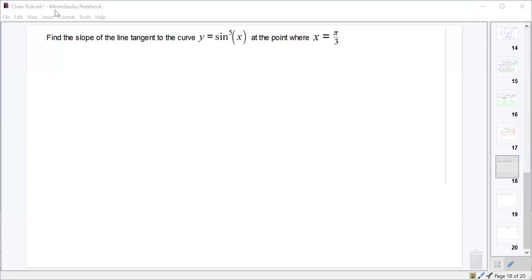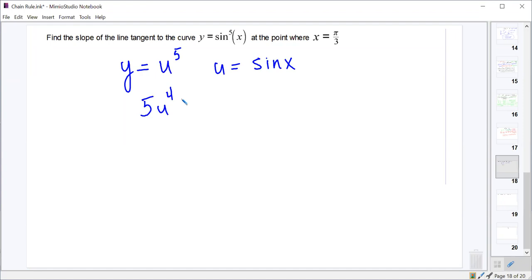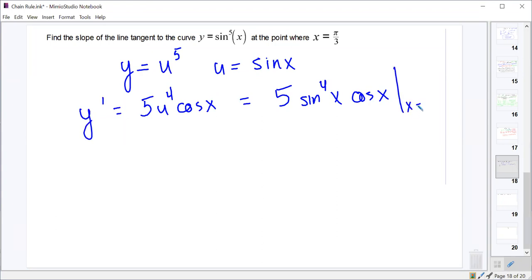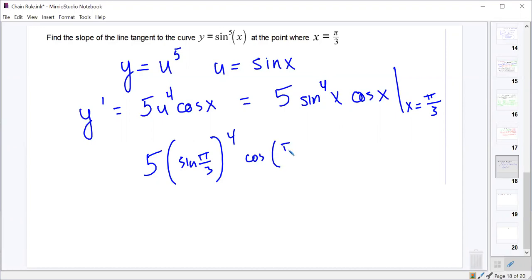All right, so you wrote this first as y equals u to the fifth, with u equal to sine of x. Good. So we should have 5u to the fourth times cosine x, or 5 sine to the fourth x cosine x. Is that what you all got for your derivative? All right, cool. And so if we're going to evaluate that at x equals pi over 3, all we have to do is plug in pi over 3. So we got 5 times sine of pi over 3 to the fourth times the cosine of pi over 3.